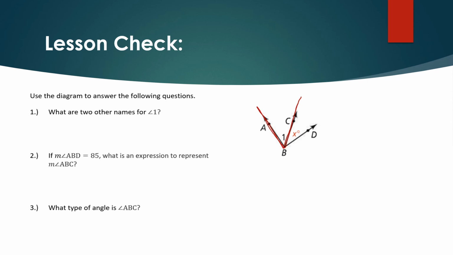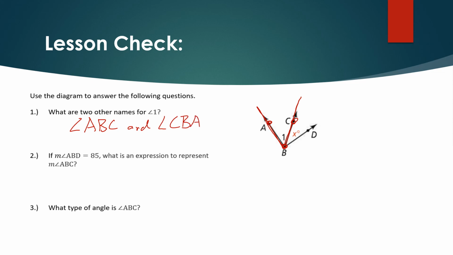So we should not use angle B, because I don't know if angle B is ABC or if it's angle CBD, or even ABD if that matters. So I'm going to use the 3 points. I'm going to use A, B, and C, and then I can reverse it to do C, B, and A. So my first is ABC, and I could also do angle CBA.